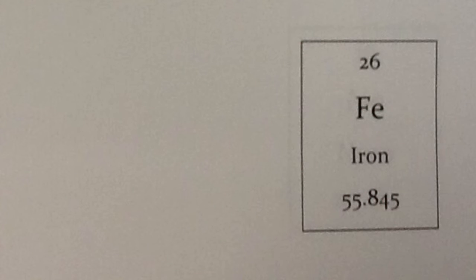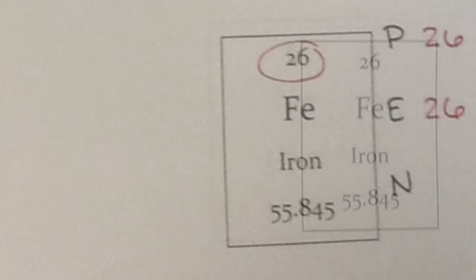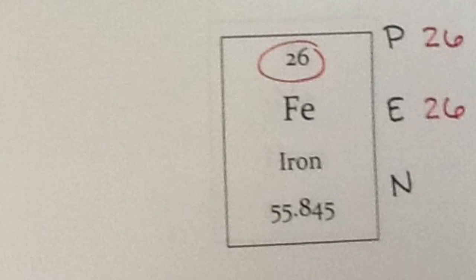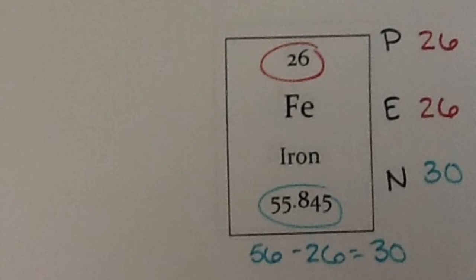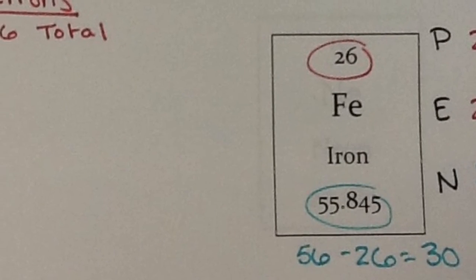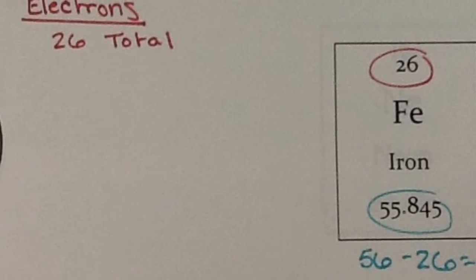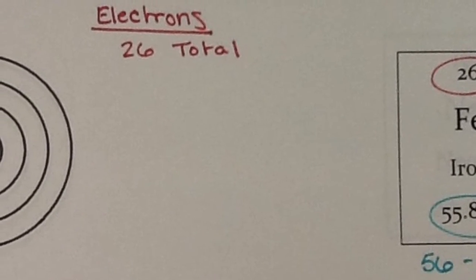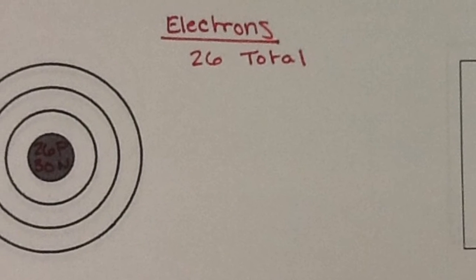Iron has an atomic number of 26, which means it has 26 protons and 26 electrons. Its atomic mass must be rounded up to 56. We take the atomic mass and subtract the atomic number, leaving us with 30 neutrons. We transfer this information into the Bohr model on the left, labeling protons and neutrons in the nucleus and the total electrons on the right.